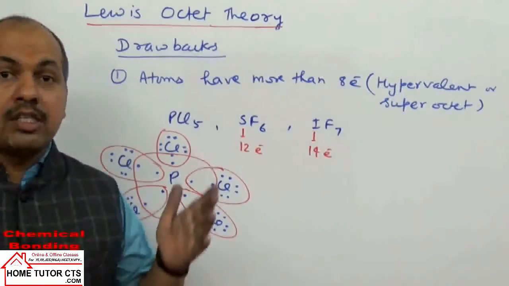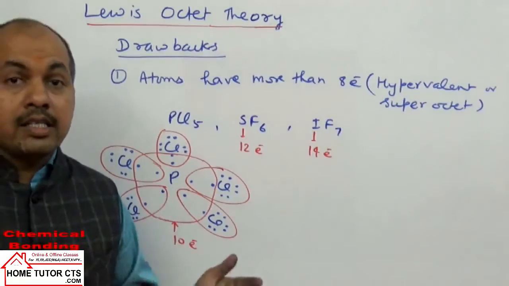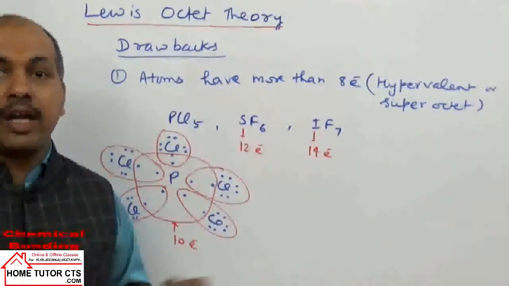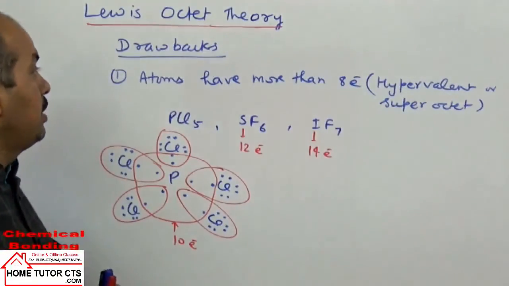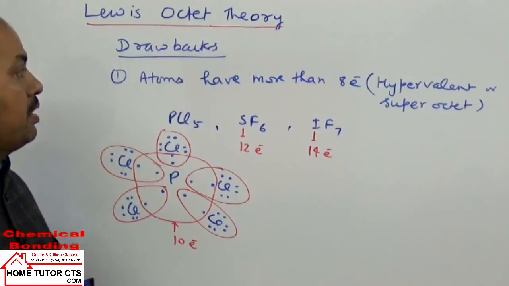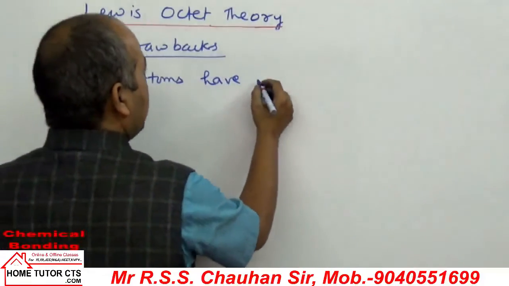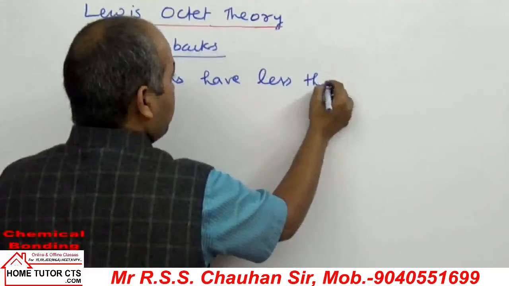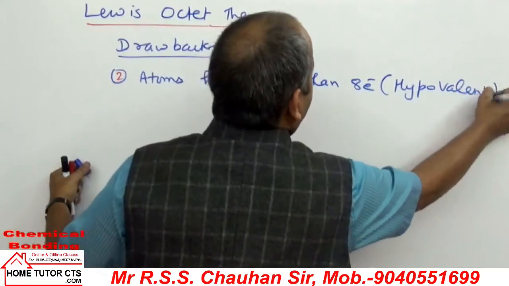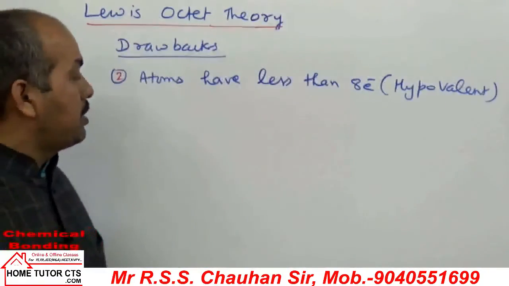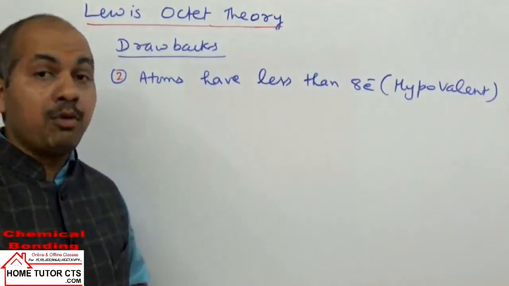Now at the same time we can have several other molecules in which the central atom has less than 8 electrons, but they are also well-known compounds, existing and stable. The second drawback is atoms having less than 8 electrons. We call them hypovalent. When the central atom has less than 8 electrons, we call such molecules hypovalent.